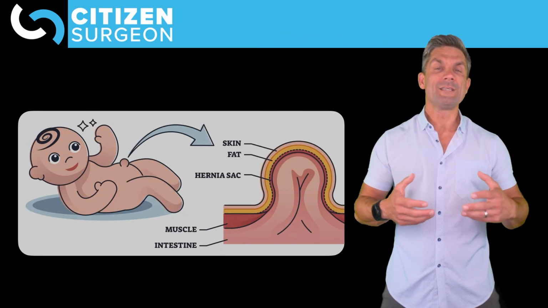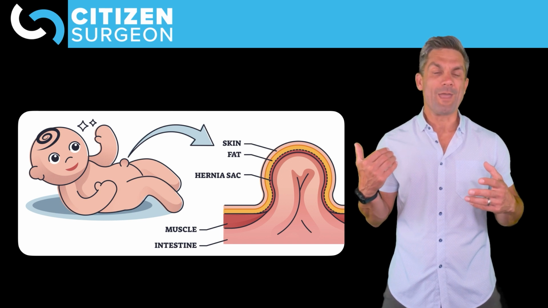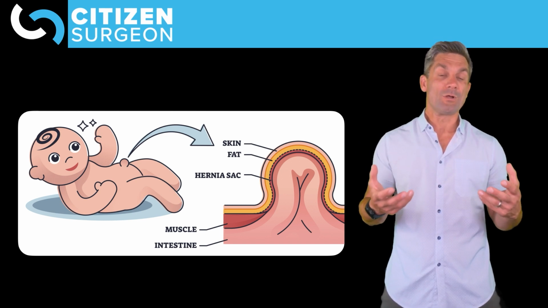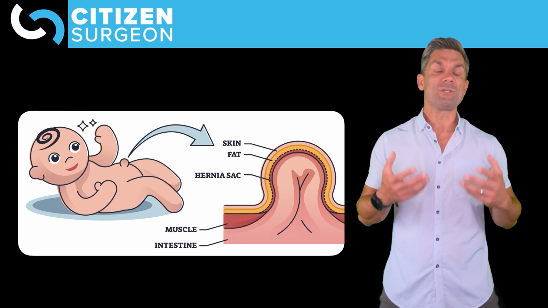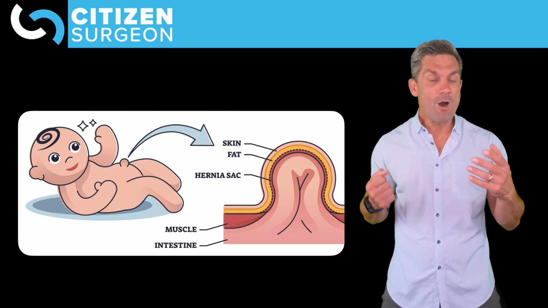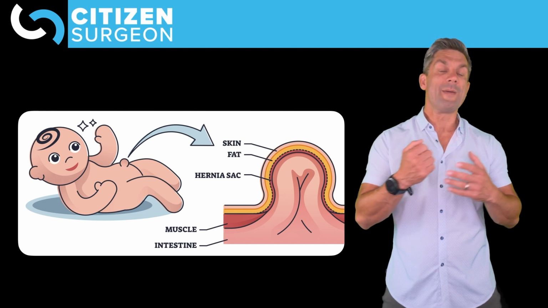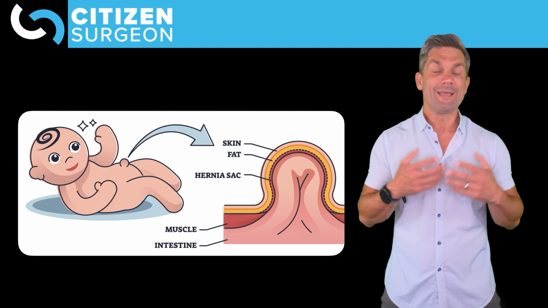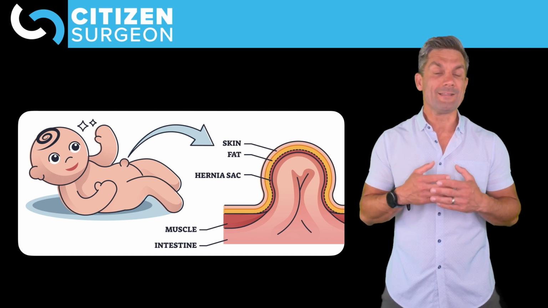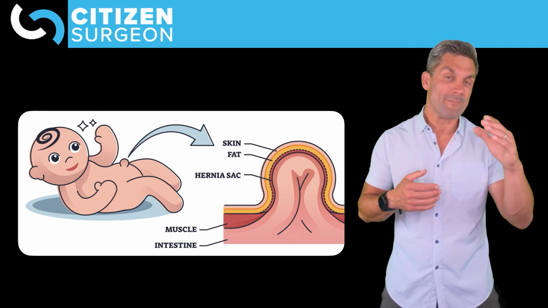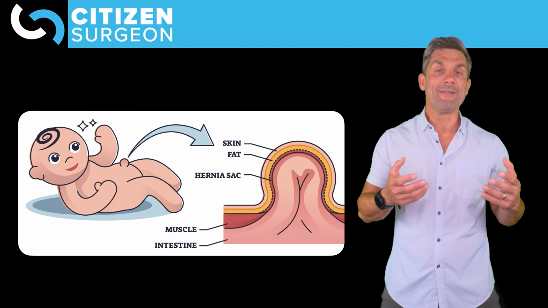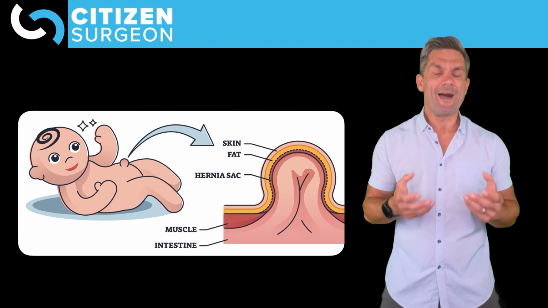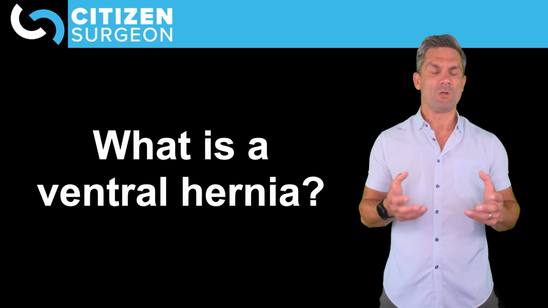Getting back to hernias, we have this little baby right here, okay? And you can see they have a ventral hernia or an umbilical hernia. When we take that in cross-section, we can see that the bowel is protruding through the barrier of the anterior abdominal wall. That's why we call it a hernia, okay? And you can see the layers. We have the skin, we have the fat, we have the muscle, we have the hernia sac, and then of course that protruding bowel. But what is, if we want to define it, what is a ventral hernia?